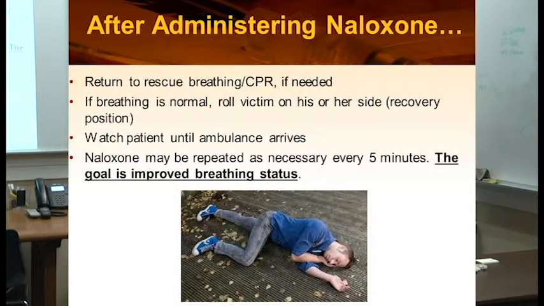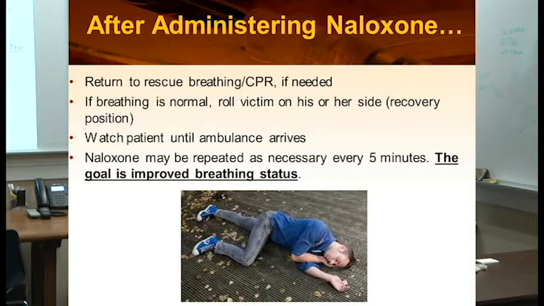After administering NarCan, so your first dose is going to go in, you may have respiratory drive come back up. To me, that's a good thing. I don't necessarily need somebody waking up and talking to me, but if they were starting to breathe on their own, I'm happy.